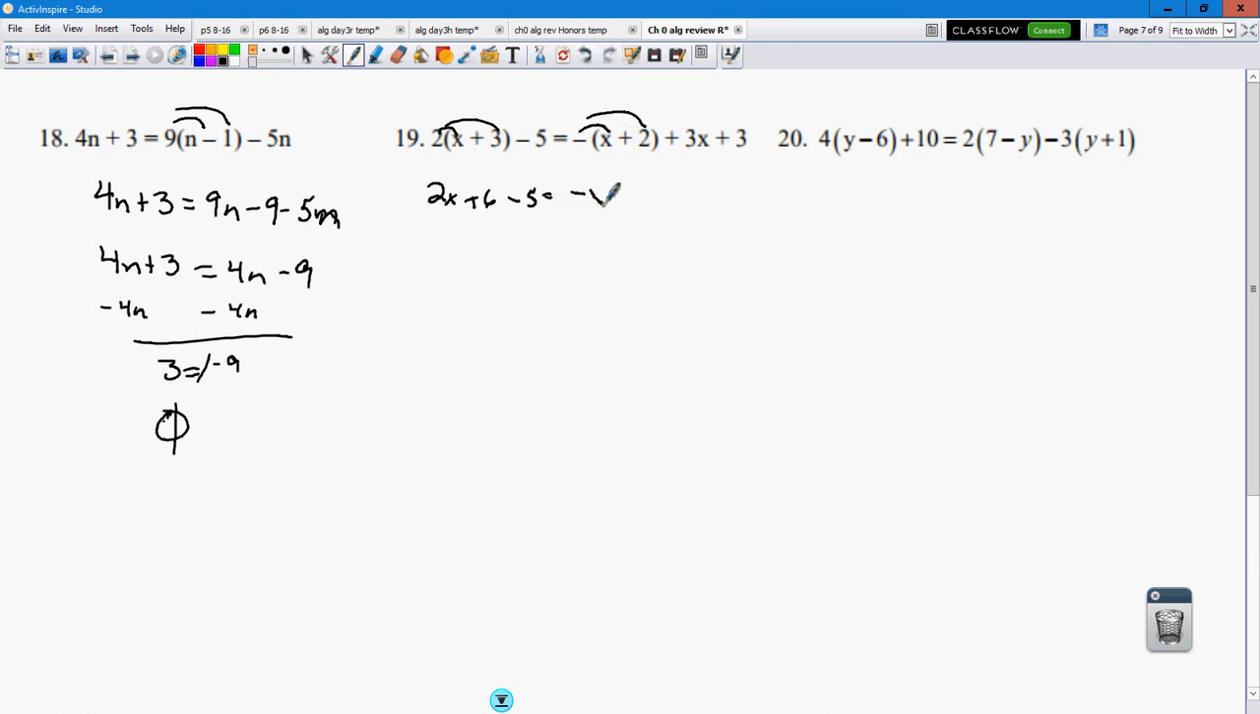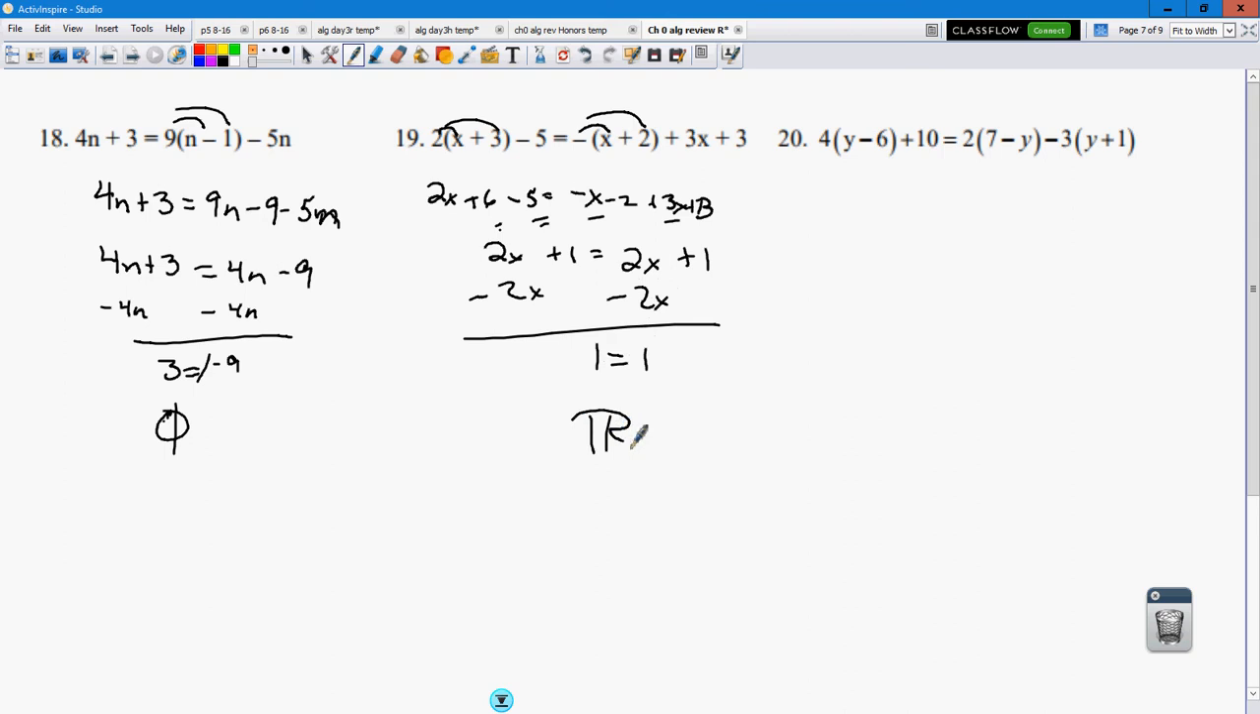Distribute. Negative x minus 2 plus 3x plus 1. And then combining like terms, 6 minus 5 is 1. Negative x plus 3x is 2x. And 3 take away 2 is 1. If I subtract 2x from both sides, I see that 1 is equal to 1, so my answer is all real numbers.